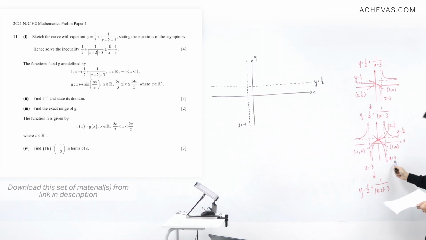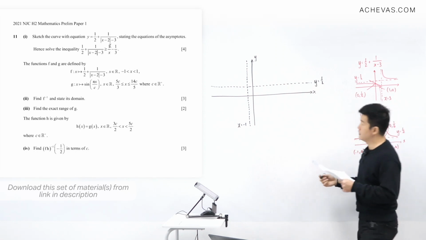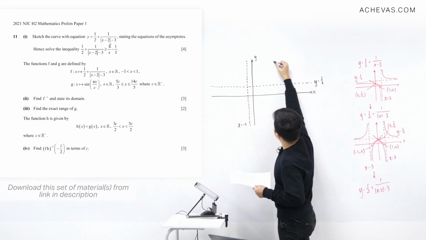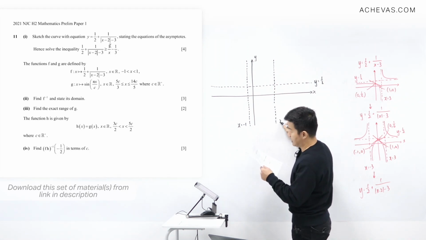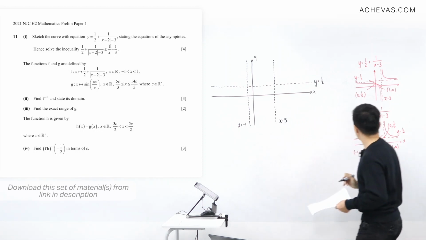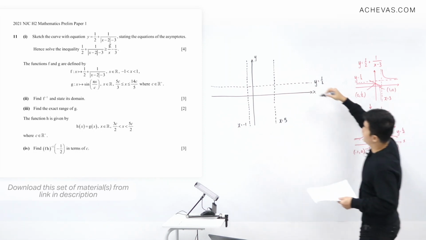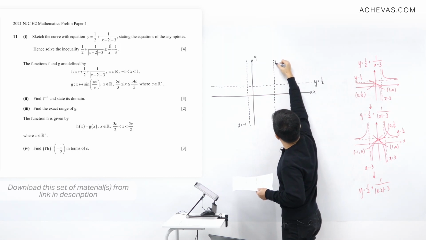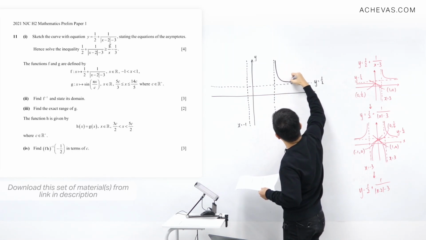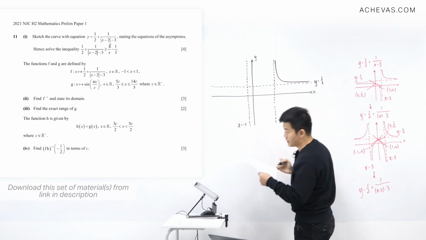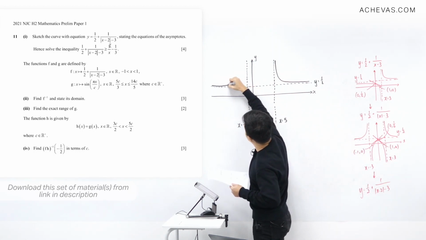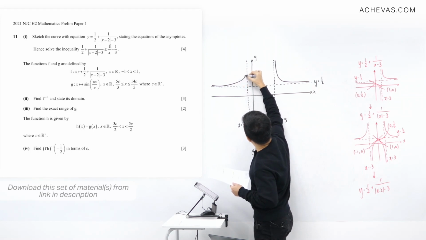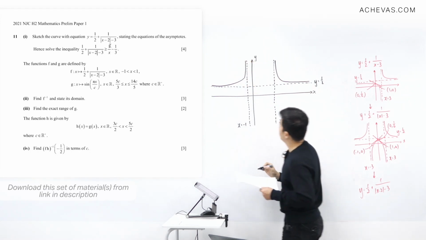And x is equal to positive 3 will become x is equal to positive 5. So we have another vertical asymptote here. This is x is equal to 5. So I'm going to sketch this part of the graph, which is going to be here. The entire graph is going to be translated by 2 units in the positive x direction. So the other portion is going to be here, and I'll make sure that my graph tends towards the asymptotes.